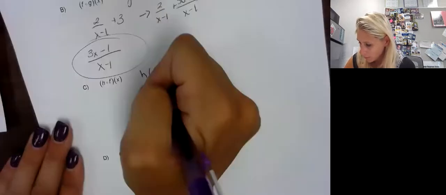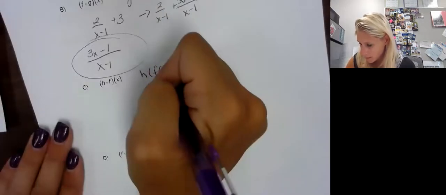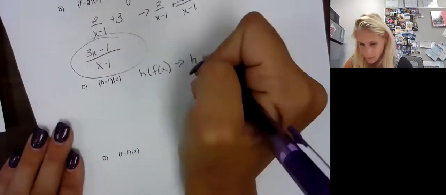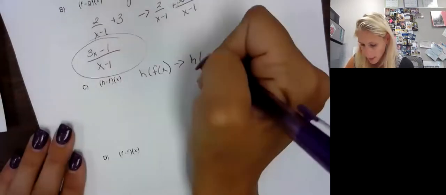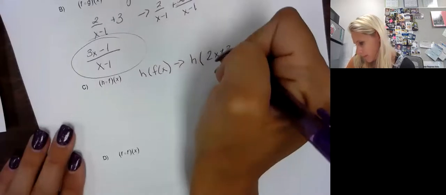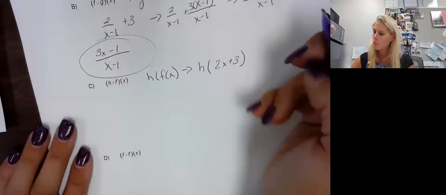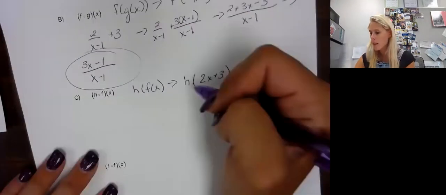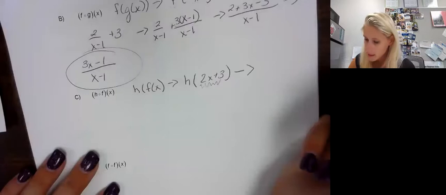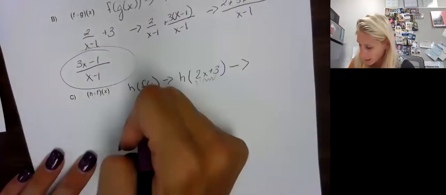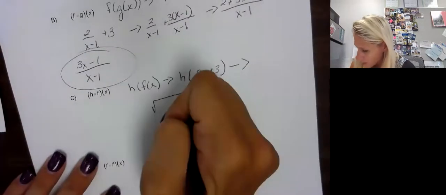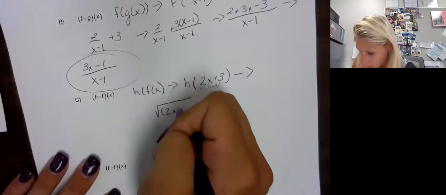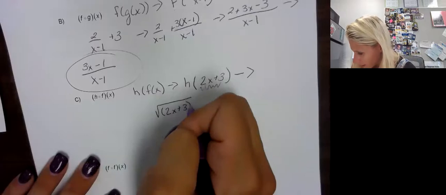h of f of x. So replace that f of x in there. So it's 2x plus 3. Okay. I'm going to write the h of x, but instead of putting x, I'm putting this 2x plus 3. So if we look at h of x, it's the square root. Now instead of x, I'm putting 2x plus 3, and then this plus 4.